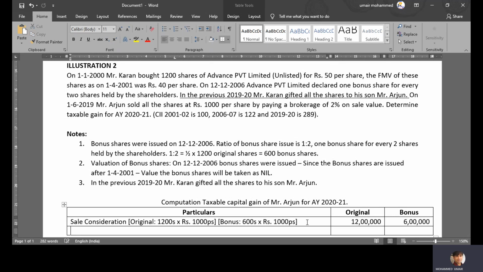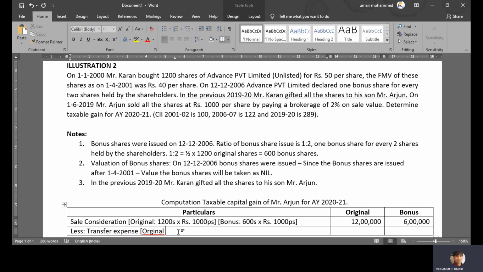Next comes your sale consideration is over. So next, you have to deduct the transfer expenses, the expenses incurred in selling the shares. So what is the transfer expense? Again, it's given in the question. If you look at the second line, it says these shares were sold by paying a brokerage of 2% on the sale value.